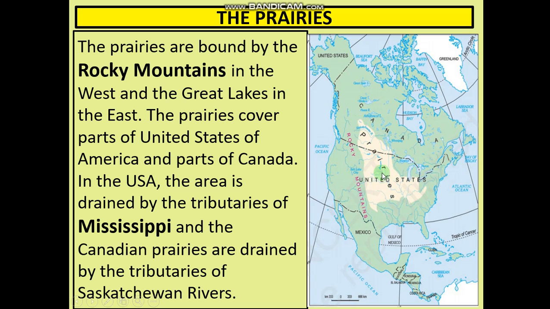In the USA, the area is drained by the tributaries of the Mississippi. So this area is being provided water, or being irrigated, with the help of the Mississippi River. The way we have Ganga, Yamuna, Saraswati, very big rivers in our country, similarly the Mississippi is also one of the very big rivers in the USA. And the Canadian prairies are drained by the tributaries of the Saskatchewan rivers. So this is the name of the river which is found in Canada as well as in the prairies.